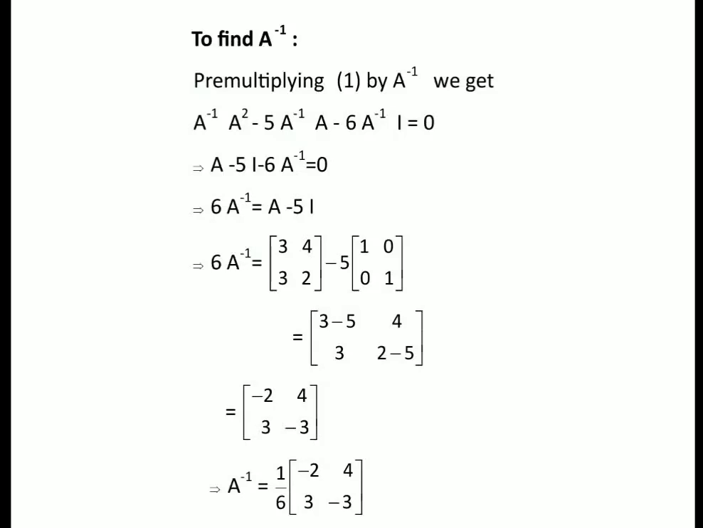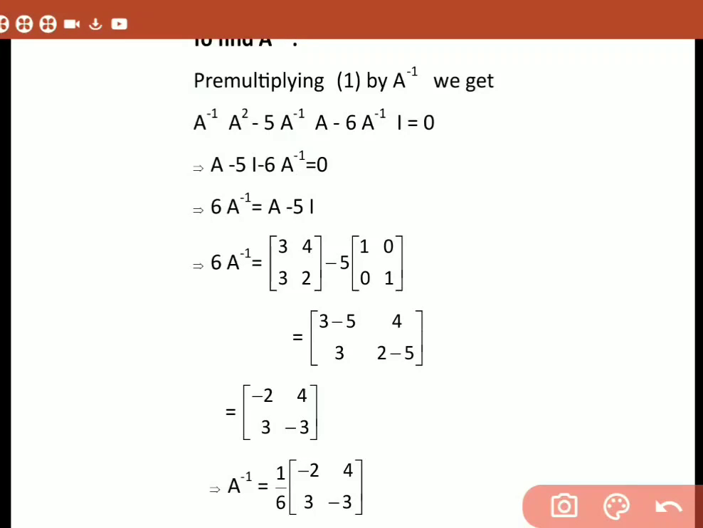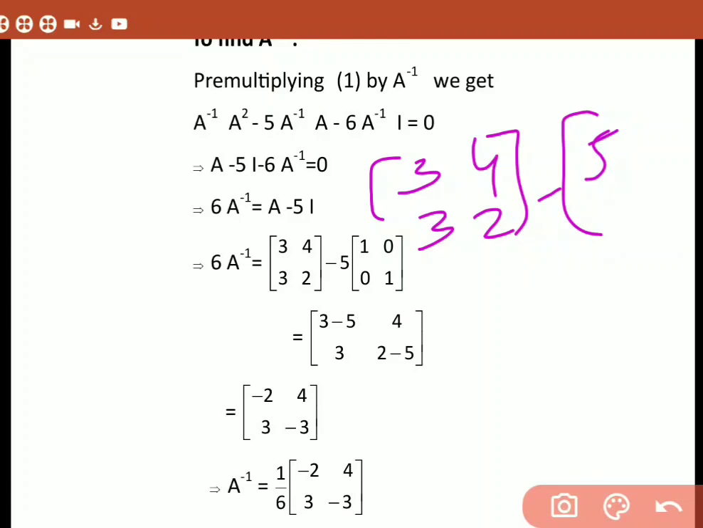You have to substitute the values of A and I. A is [3 4; 3 2] minus 5, I is [1 0; 0 1]. Now again you have to simplify this. You know how to simplify this. This is [3 4; 3 2] minus 5 into [1 0; 0 1], which is 5 0 0 5. Corresponding elements you have to subtract.